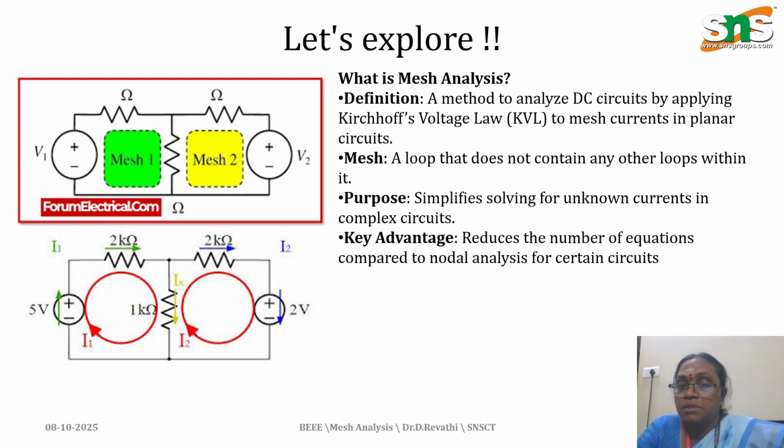A mesh is a loop that does not contain any other loop within it. If a loop starts at a point and ends at the same point, we can say it is a loop. For example, starting from I1, it crosses the 2 ohm, the 1 ohm, and the 5 volt source, and again ends at I1. This we call a loop, and also a mesh. The advantage of mesh analysis is that it reduces the number of equations compared with node analysis.